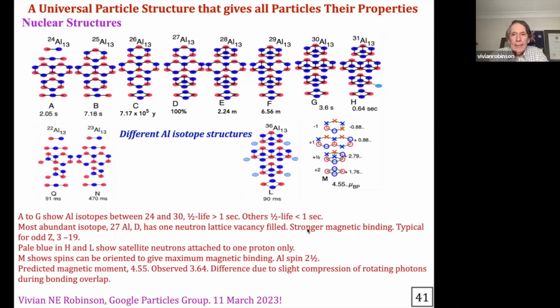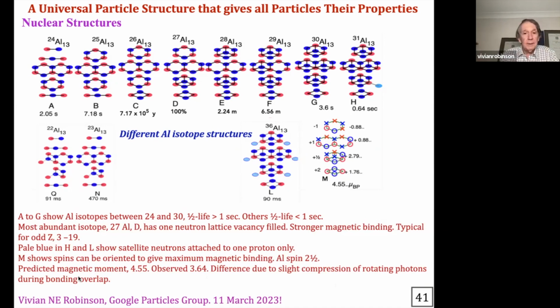Now, for those who are really keen, you can work out the spins, the orientations that are required to get maximum magnetic binding. When you do that, you'll find that you have a spin of 2.5 or 5/2. If you add up the magnetic moments, you should get a value of 4.55 mu BP, but it's actually been measured at 3.64. The difference is just due to a slight compression of rotating photons during their overlap process.